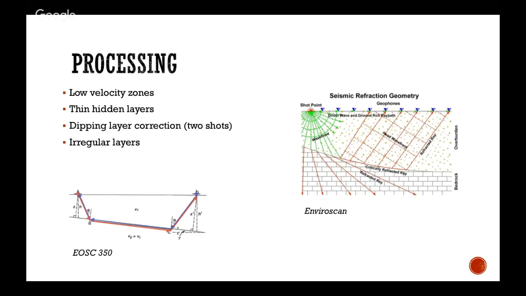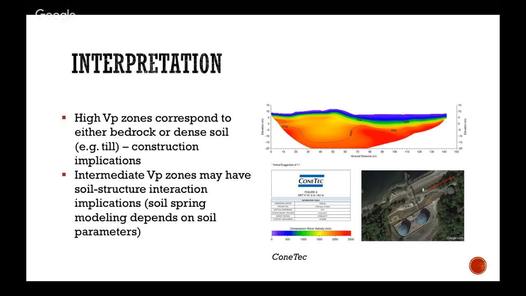While analyzing our results, we have to consider a few things like low velocity zones, hidden layers, dipping layers, and irregular layers. As far as interpreting results, high velocities you can see correspond with bedrock or dense soils, whereas intermediate velocities are a little bit more complicated.